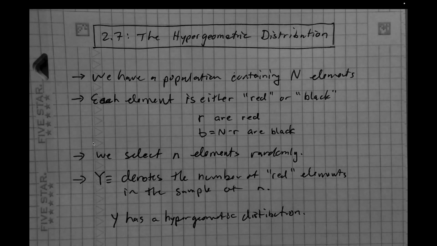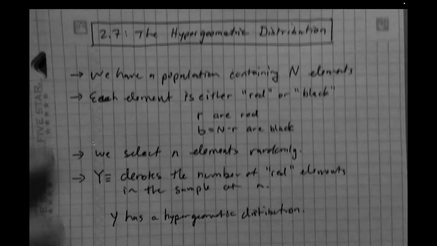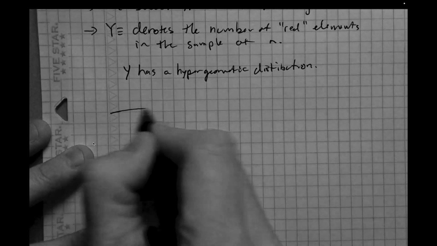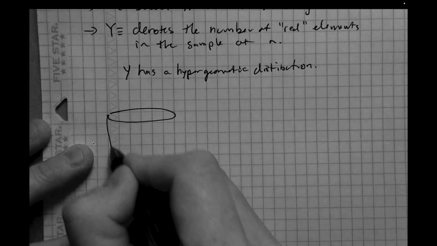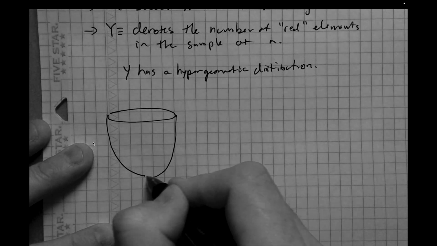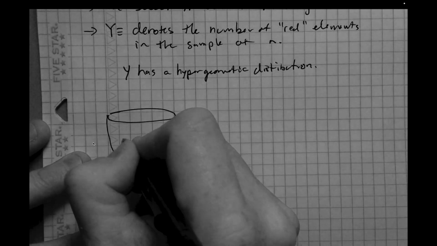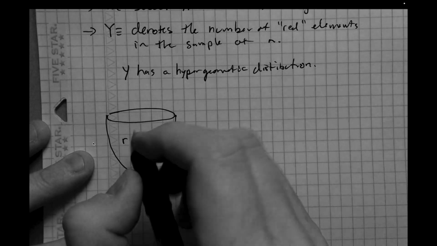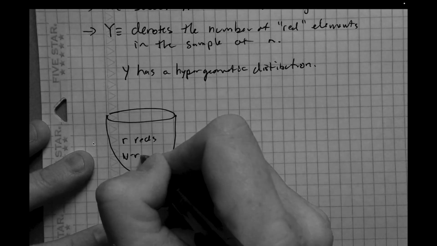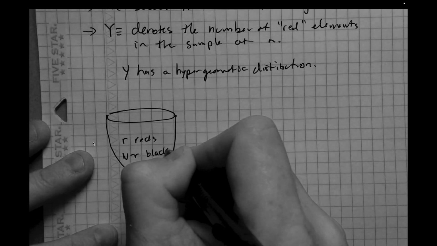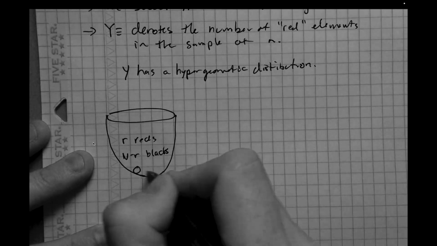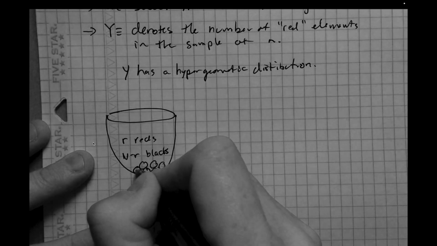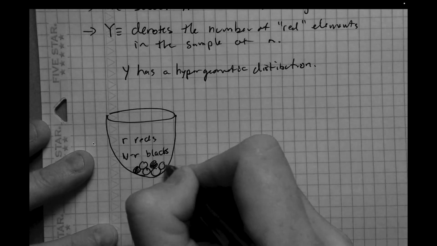So this is the idea. I've got a population, and I'm going to draw a little picture here. It's like an urn, in this case a big bucket. And inside of it, I've got R reds and N minus R blacks. You can just think of these as little balls. Some of them are black and some of them are red.